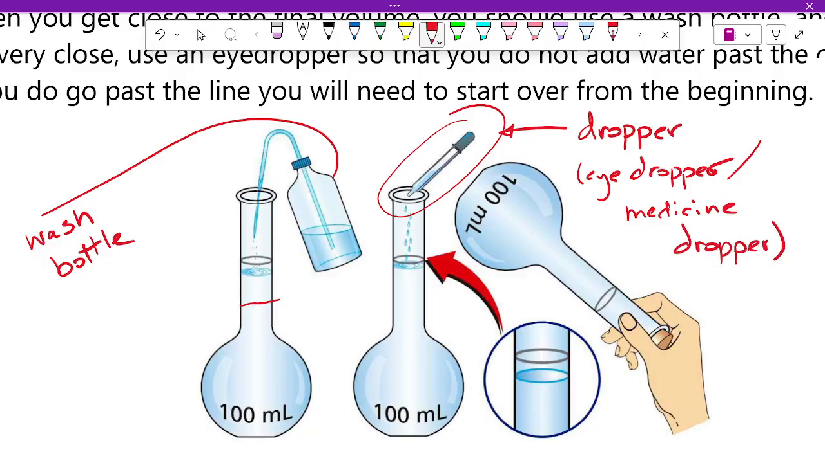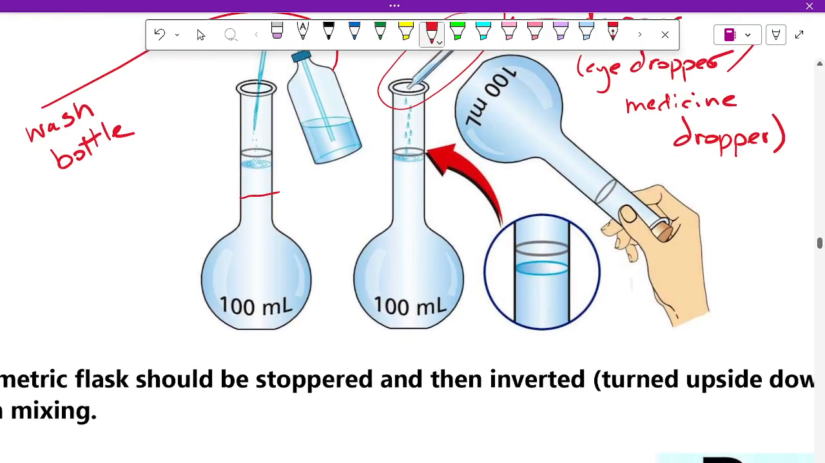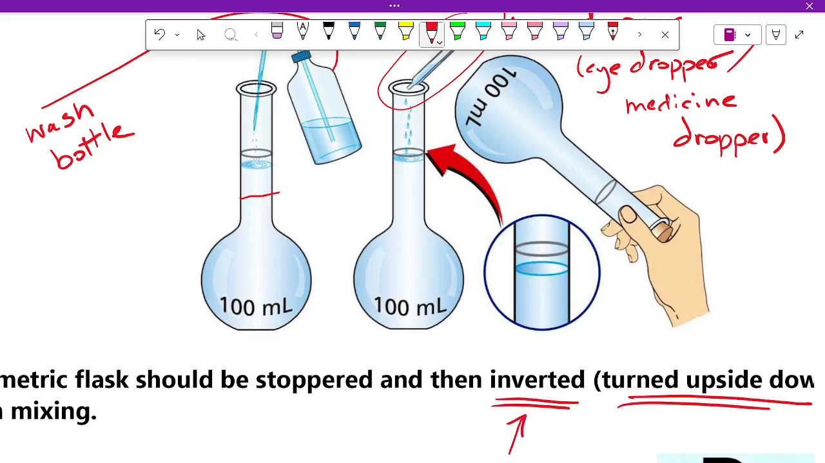Okay, you would then stopper the flask, which means put a lid on it, and then you invert it. Never, ever, ever tell me that you flip it. Do you guys know what to flip means? Do you want to flip a volumetric flask? Oops. If I flip things, they end up on the ground because I have no hand-eye coordination. Anybody want me to flip my volumetric flask? No. We invert it. Turn it upside down, not flip.